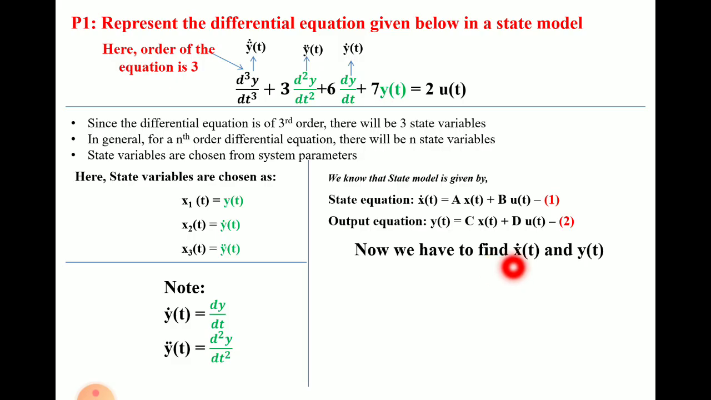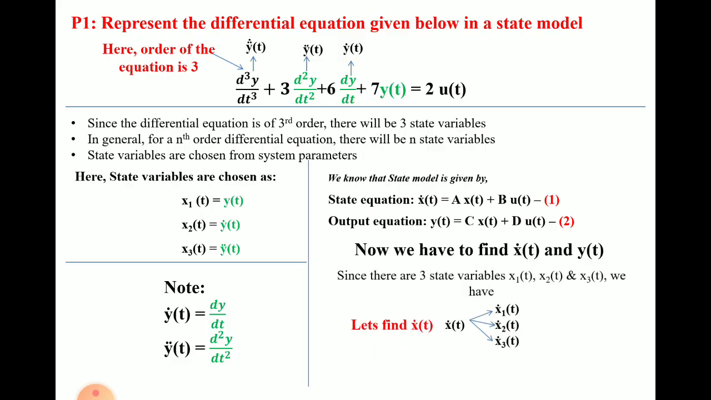But what is x dot of t? It is the differentiation of x of t, right? So, how many x of t's, that is, how many state variables do we have here? x1 of t, x2 of t and x3 of t. So, quite logically, x dot of t involves finding x1 dot of t, x2 dot of t and x3 dot of t.